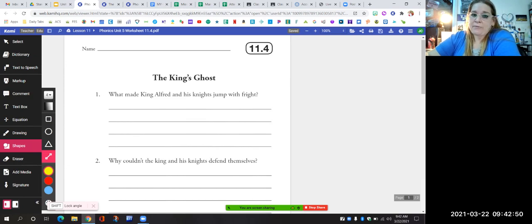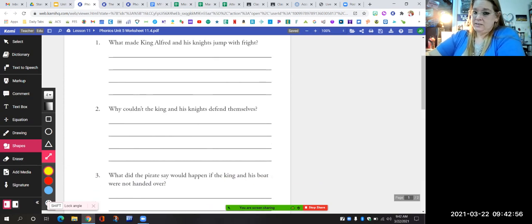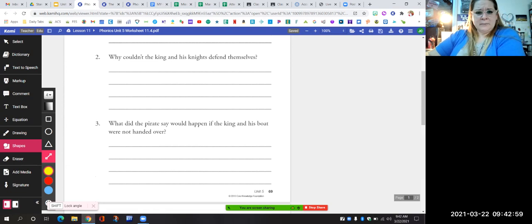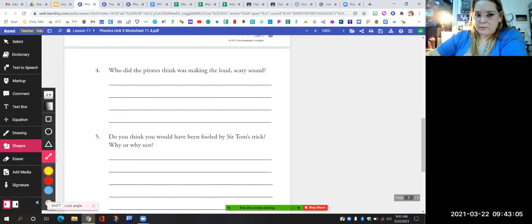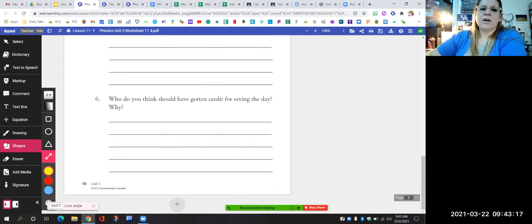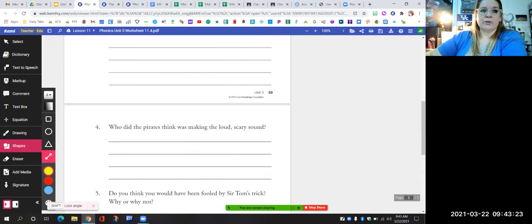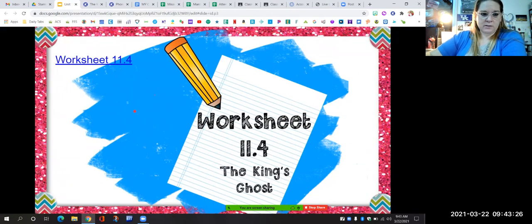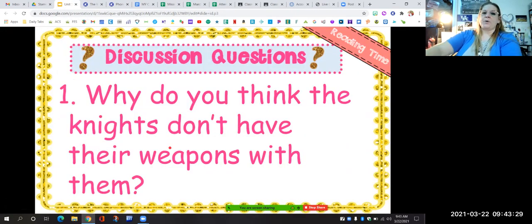So, what made King Alfred and his knights jump with fright? Why couldn't the king and his knights defend themselves? What did the pirates say would happen if the king and his boat were not handed over? Who did the pirates think was making the loud, scary sounds? And do you think you would have been fooled by Sir Tom's trick? Why or why not? And the last question, who do you think should have gotten credit for saving the day and why? So you are going to type out your answers using a text box, okay? All right, so why do you think the knights don't have their weapons with them?